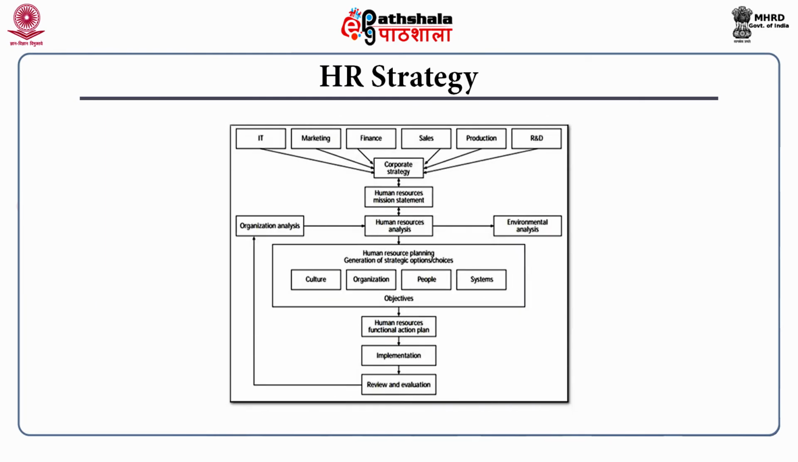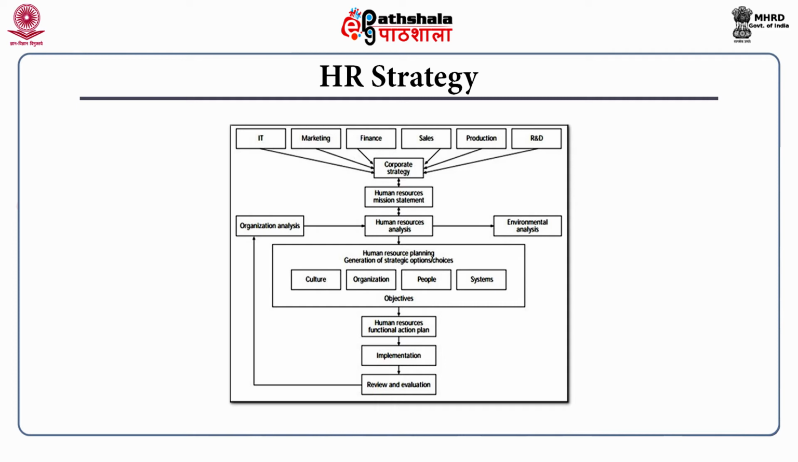Here we see the diagrammatic representation of how HR strategy is formulated. Initially, to start with, inputs from various departments are received. Departments like IT, marketing, finance, sales, production and R&D. All this together makes the corporate strategy. Then together with the human resource mission statement, human resource analysis is done, taking inputs from organizational analysis on the one hand and environmental analysis on the other.